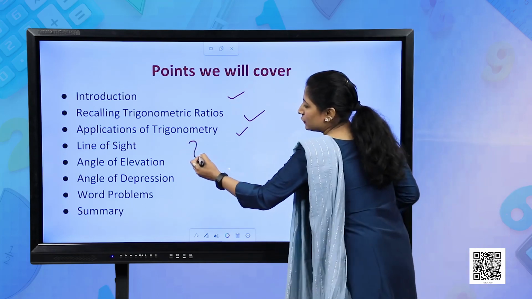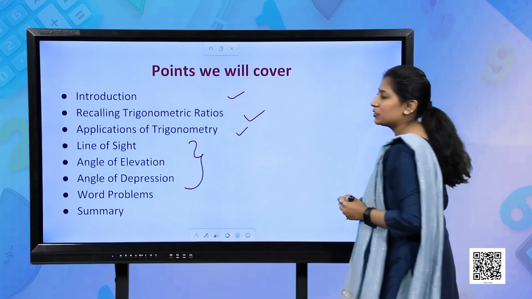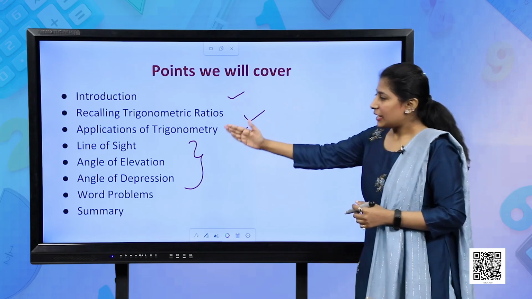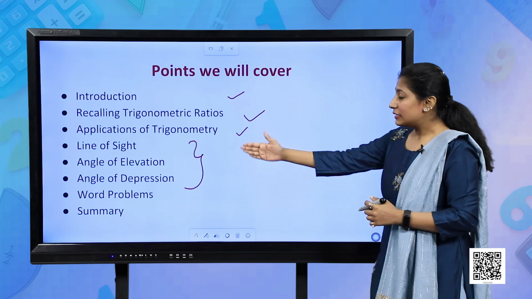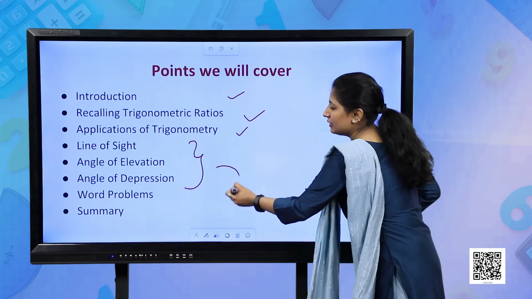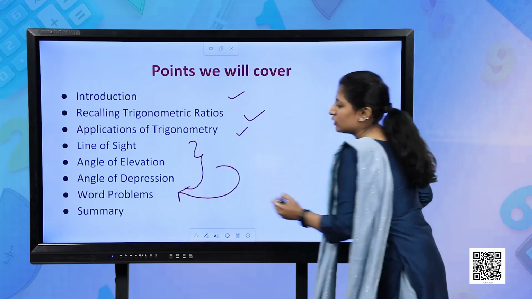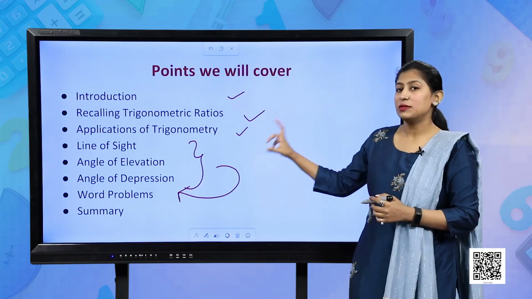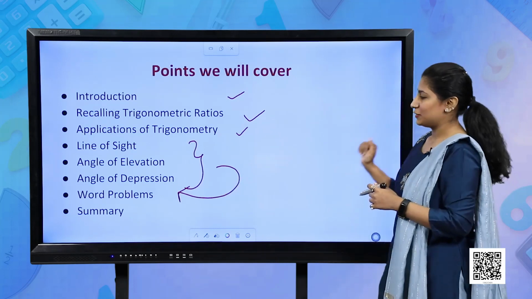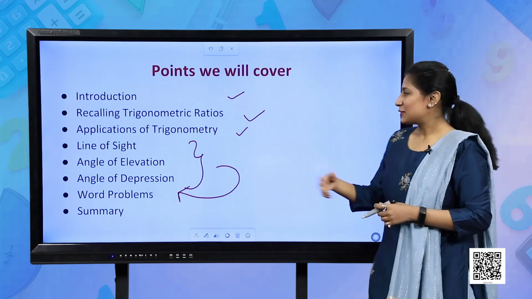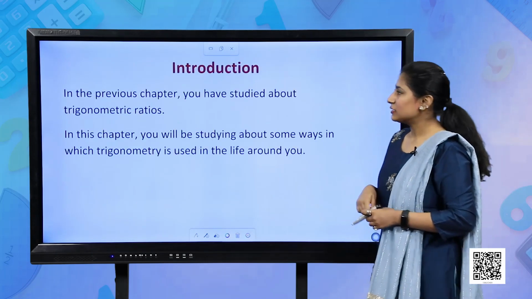Then there are these three terms which are very important for this chapter, that is line of sight, angle of elevation and angle of depression. After we understand these, we will be solving word problems, and these three terms only will help us solve all the word problems of this chapter. Then we will summarize. So let us move on to the next slide.